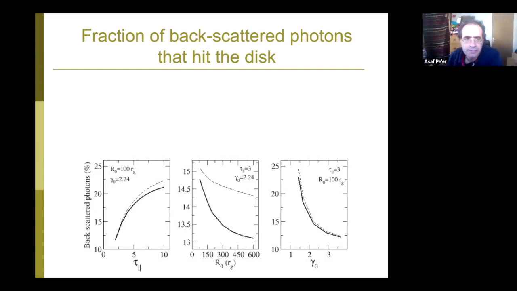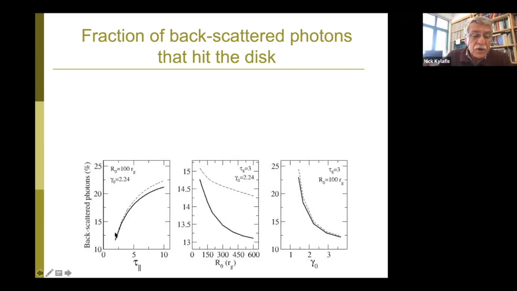Okay, fine. So we see then the natural result, that as the optical depth goes from a few to 10, the backscattered fraction increases. And despite the fact that you have some semi-relativistic bulk motion, you get a significant number of backscattered photons. Now, the backscattered photons decrease as gamma increases, and that is natural because at high gamma, most of the photons are pushed forward and do not come backward. And if we change the radius of the jet at its base, a small change occurs, a few percent. So it's nearly irrelevant.